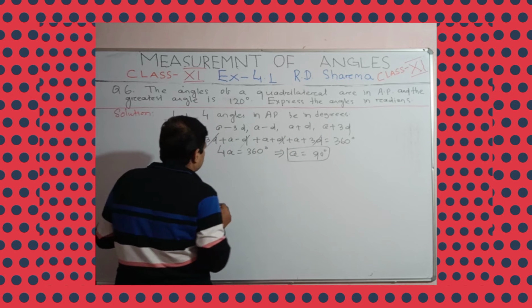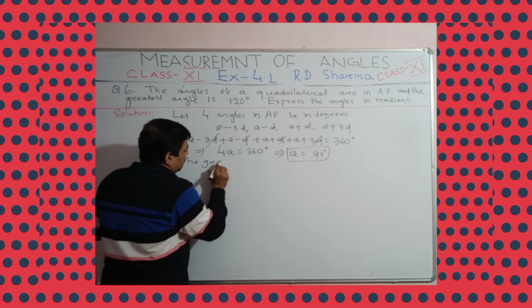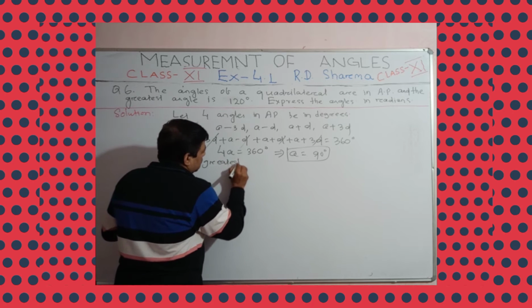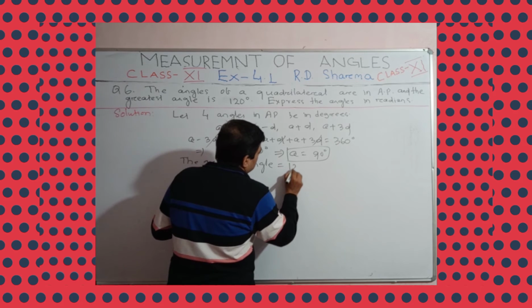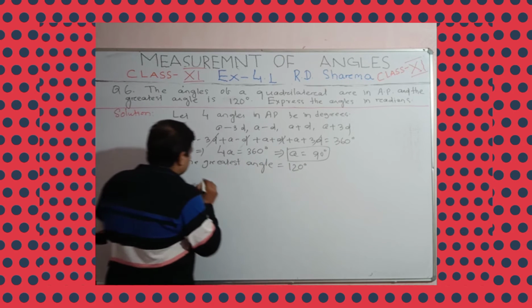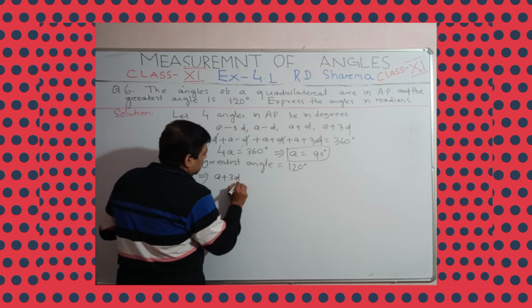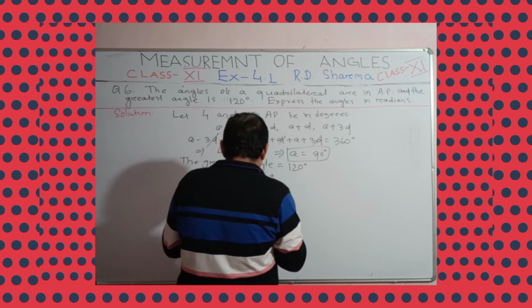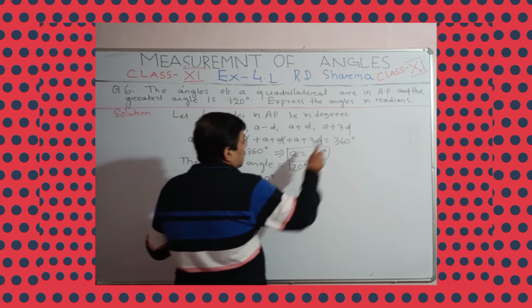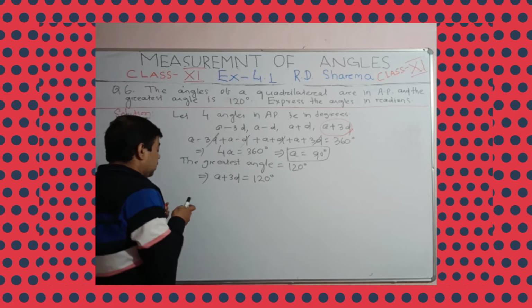And here it is given the greatest angle. What is the greatest angle? The greatest angle is given as 120 degrees. Here the greatest angle is A plus 3D, which is 120 degrees. So A plus 3D is equal to 120 degrees.